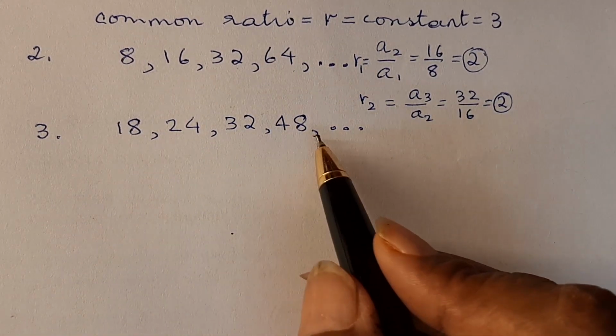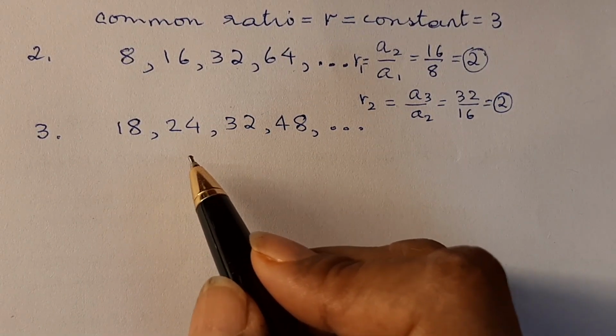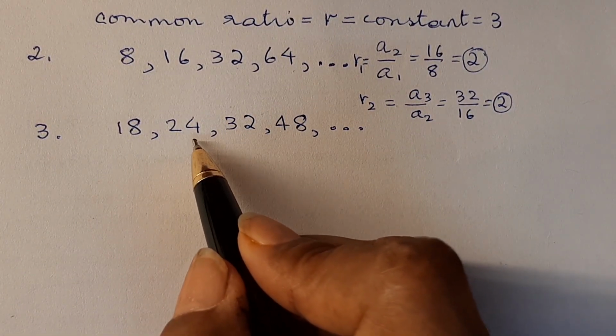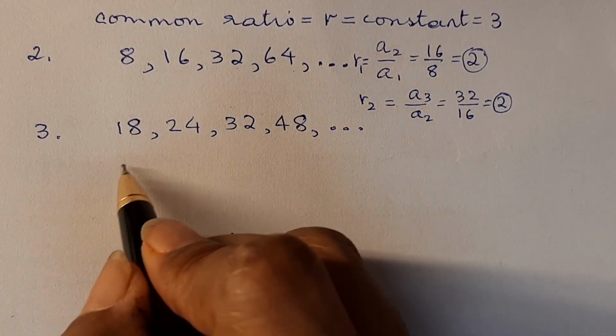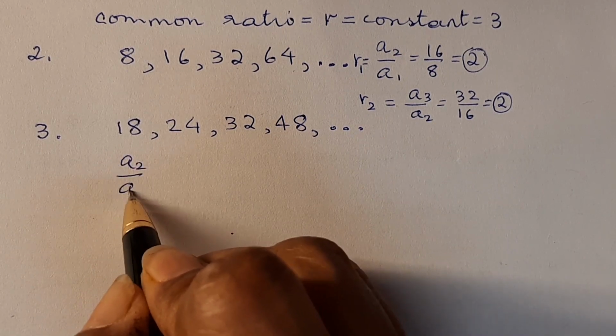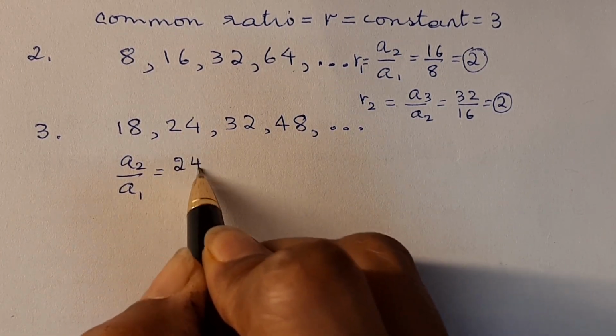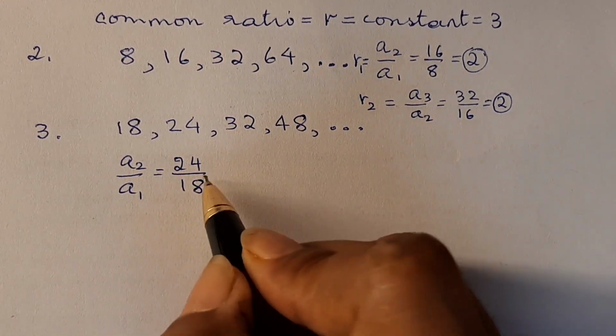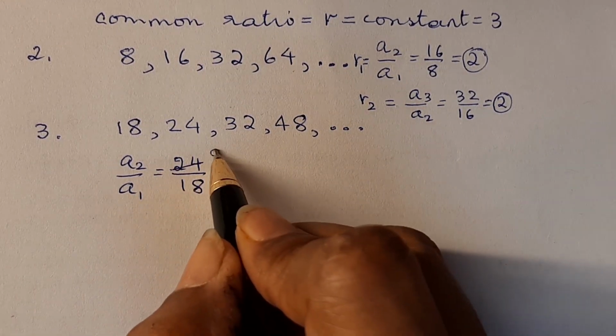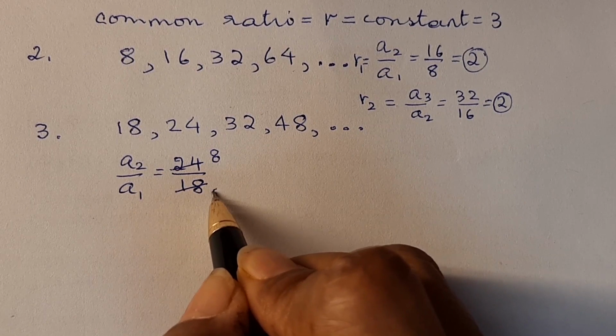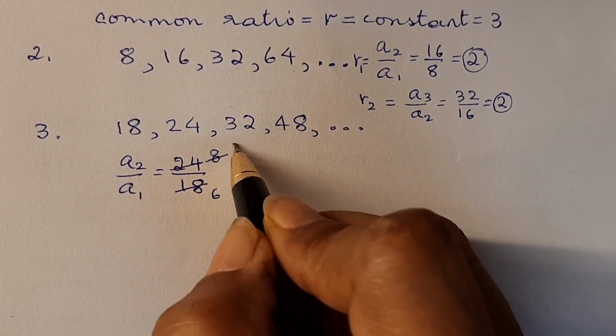Let us look at the third one. In the third one, you will see this is 24 and this is 18. So A2 upon A1 becomes 24 upon 18, and so you will see 2 will divide.